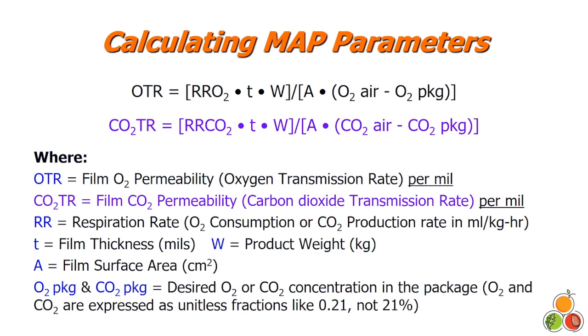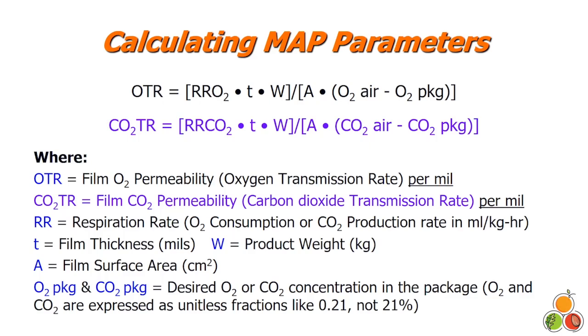This is actually a very simplified example of how you would go about designing a modified atmosphere package. And Jeff tells me it's very simplified, extremely simplified. But this is how you would determine the oxygen transmission rate or the CO2 transmission rate that you require in your package. You have to know the respiration rate of the product.